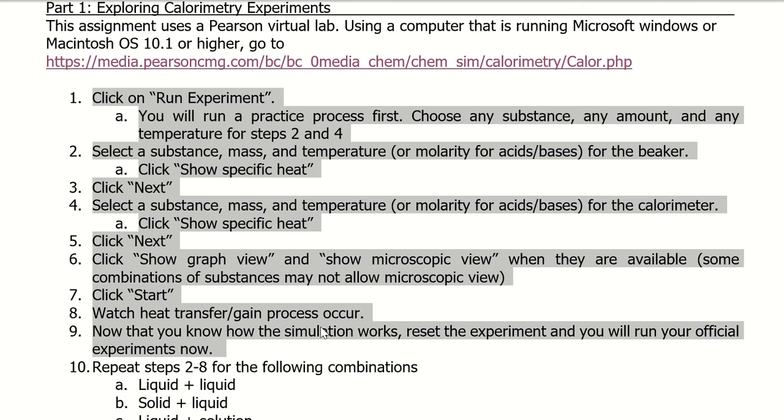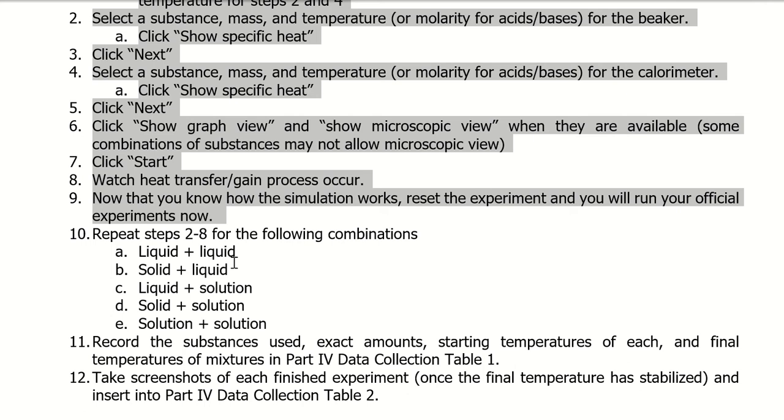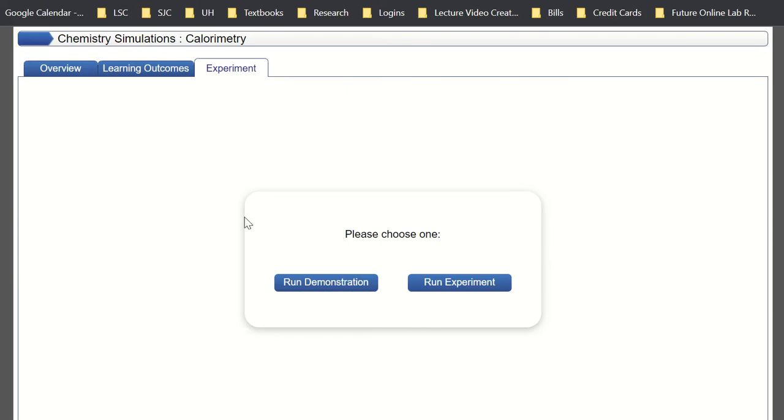In steps 1 through 9, you are essentially learning how the simulation works, because this one is a little more finicky than Chem Collective. I think Chem Collective is pretty easy. There's no weird workflow where you have to press one button first, and you'll see right now that in this lab there kind of is. So let's go through that, and then you will repeat everything in steps 2 through 8, and that's where you're collecting your data. So I'm going to go back to my lab.